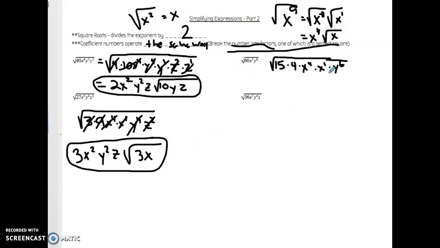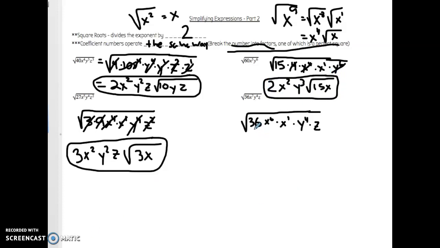Okay, so for this one, I've broken it into these factors. I'm ready to start taking square roots. So the square root of 4 is 2. The square root of x to the 4th power is x squared. And the square root of y to the 6th power is y^3. And then what's left on the inside is 15 and x. All right, you're ready for one more. I'm going to have you pause it and try this last one.